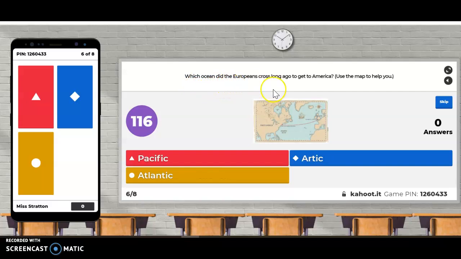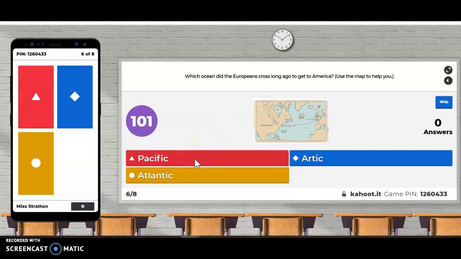Which ocean did the Europeans cross long ago to get to America? Use the map to help you. So which oceans did the Europeans from over here cross to get to North America? Which ocean did they cross?